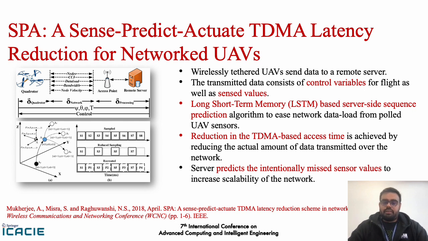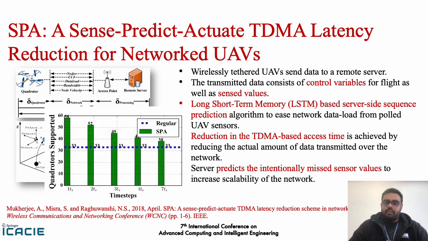So how does it affect the performance? Before we go there, this reduction in the TDMA based access time is achieved by downsampling the sensor readings on the drone, and the remote server predicts whatever is the missing value, and then this reconstructed signal is fed to the controller, and the control signals are fed back to the drone. So we realized that if you see the blue line, this is what the typical network on which the drone was connected would support. So for each similar drone, the network was able to support 33 drones.